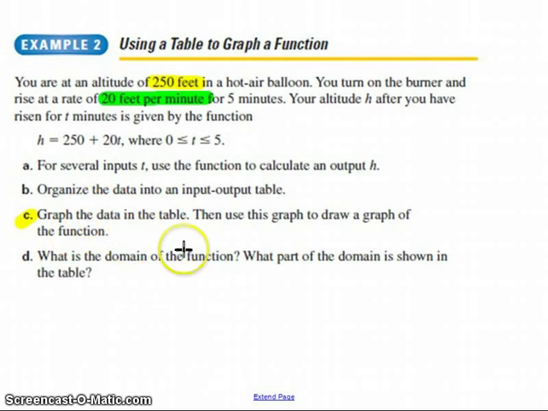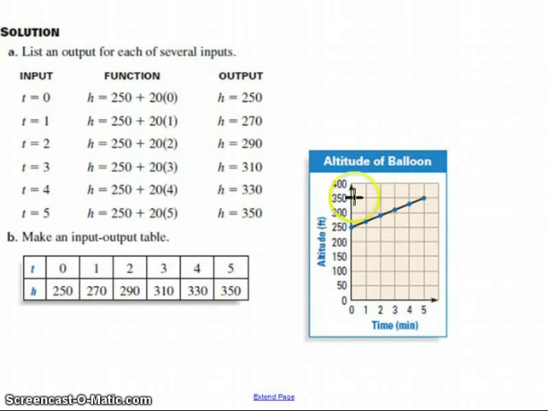Now your third question is to graph the data that's in the table. So the textbook comes up with this graph right here. And all they've done is they've plotted each of these points. Here's a coordinate, 0, 250. The key point, though, in being able to draw the graph is to remember this is your independent variable, time, and this is your altitude, height. Height is influenced by time.